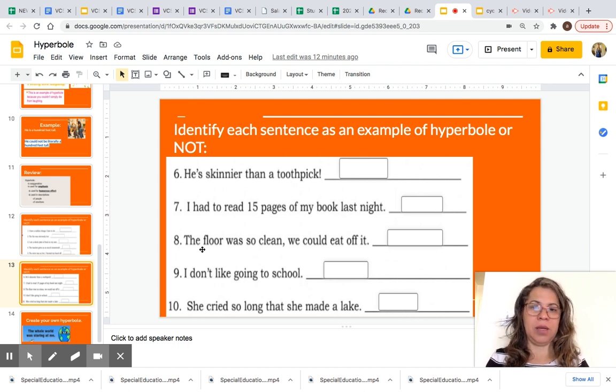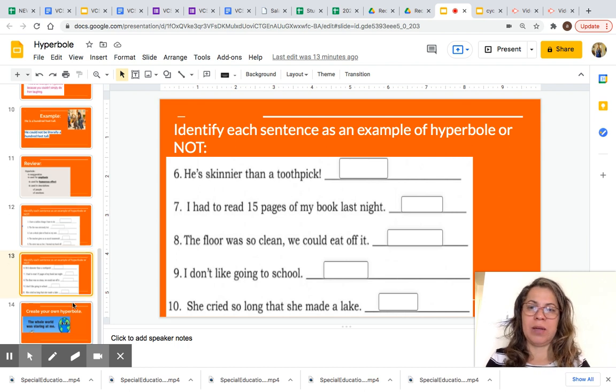Number 8: the floor was so clean we could eat off it. Do you really eat off the floor? Is this a hyperbole or not? Number 9: I don't like going to school. Is this an exaggeration? Is this a hyperbole? Or maybe this person just doesn't like going to school. And the last one: she cried so long that she made a lake. Is this an exaggeration? Is this a hyperbole?